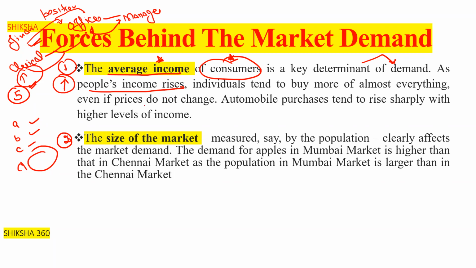Similarly here they are saying that as people's income rises, individuals tend to buy more of almost everything, even if the prices do not change, because now we are more capable. Like this, automobile purchases tend to rise sharply with a higher level of income. As the income level rises, automobile purchases tend to rise.